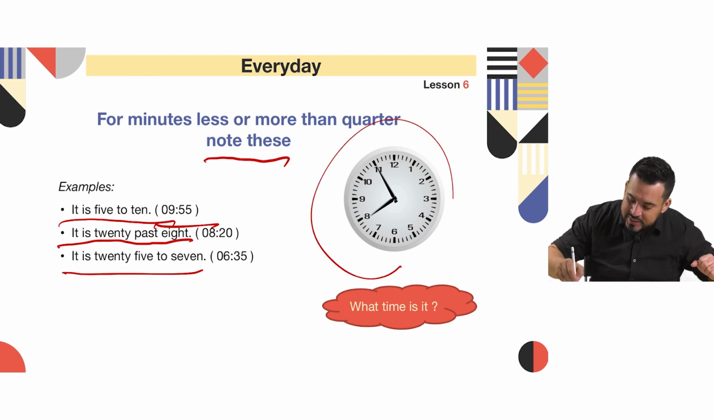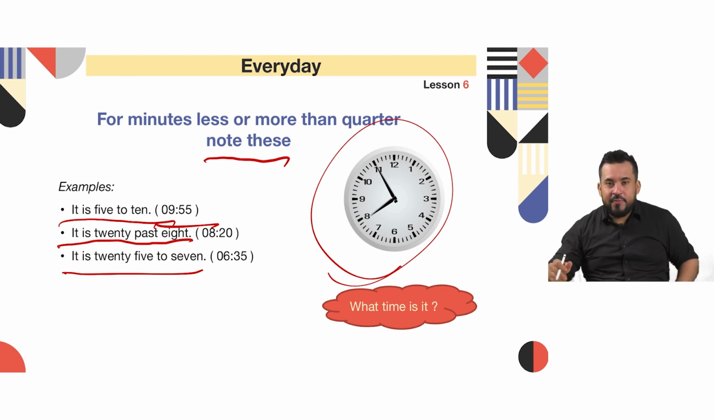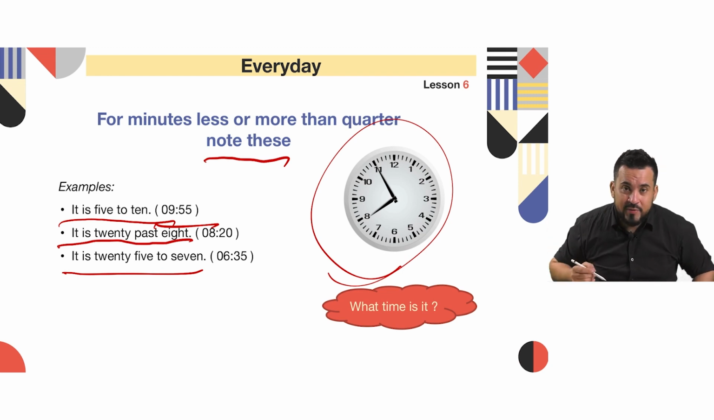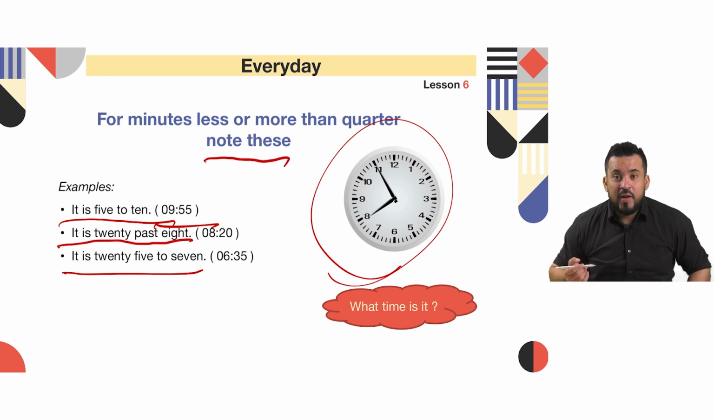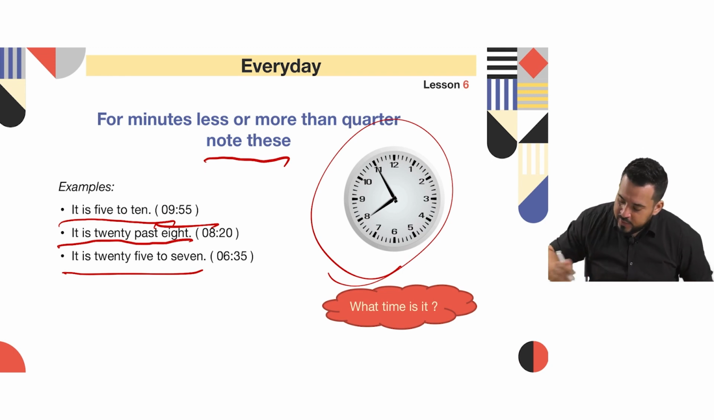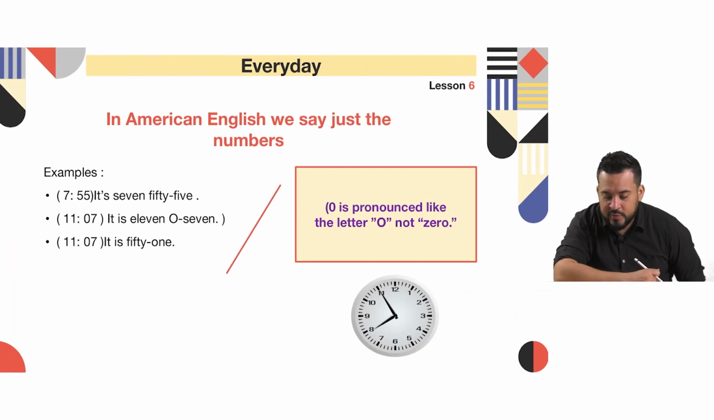So let's see. What is the time here? The time here is, if we use the British way, we will say it's 5 to 8. We will say it's 5 minutes to 8 o'clock. That means 5 minutes before 8. Or if you use the American way, you will say it's 7:55. Okay? 7:55. American way is the easiest, right?